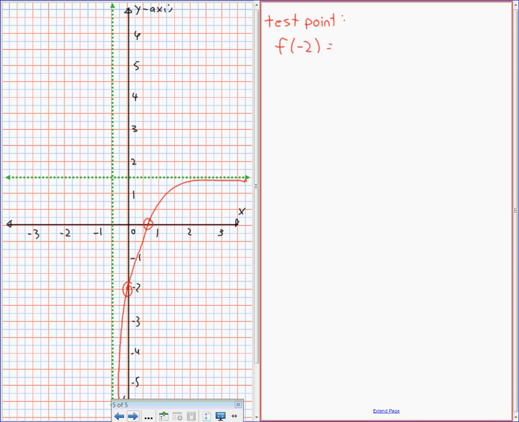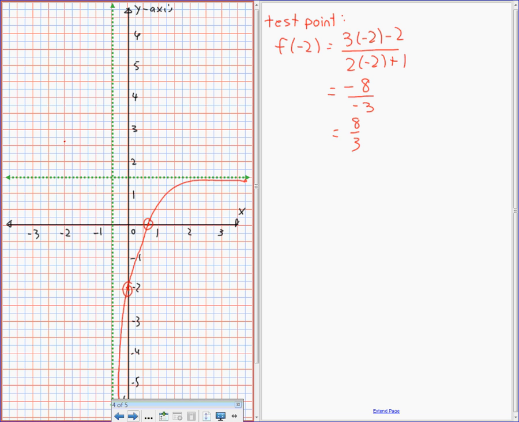What's the original equation? 3x minus 2 over 2x plus 1. So 3 times -2 minus 2, all over 2 times -2 plus 1. So it's going to be -8 over -3, which is 8/3. So we're going to have -2 and 8/3, which is somewhere about here. Okay, so that counts correct.